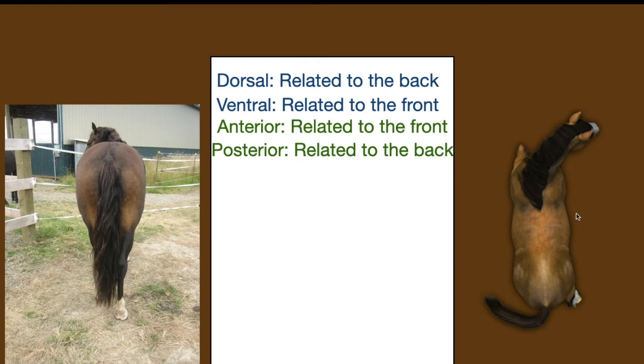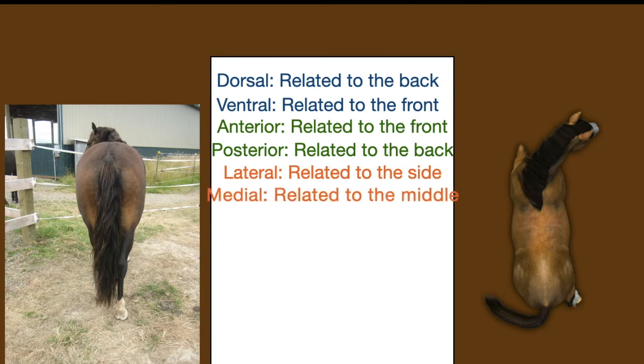So in a human, the back is the same as back view. But in a horse, the back is on the top. So it would be kind of like a top view. So that's the difference between dorsal and posterior, and the same goes with ventral and anterior. So now we have lateral, which means related to the side, and medial, which means related to the middle.